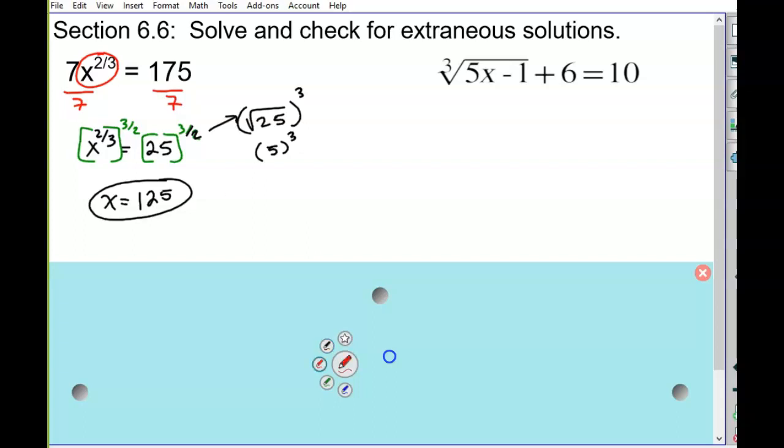But in this case, now let's check. Take 125 and plug it in for x. Remember, if you're doing this in your calculator, I would put parentheses around the 2/3 just to be safe. So I'm going to do 125 to the 2/3 power first. And that'll give me 25, and then times that by 7. And you can see that when you check, you get a true, accurate, real answer.